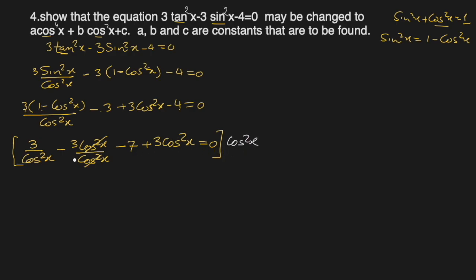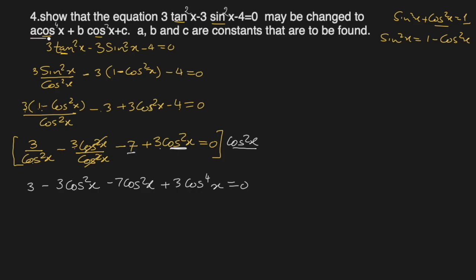Let's multiply the whole equation by cos squared x. So cos squared x multiplied by 3 over cos squared x, this cos squared x and cos squared x cancel out. So just 3 is left here. Minus 3 times cos squared x, minus 7 times cos squared x, and then 3 cos squared x is already here, more cos squared x, so it will become cos to the power 4 x equal to 0.